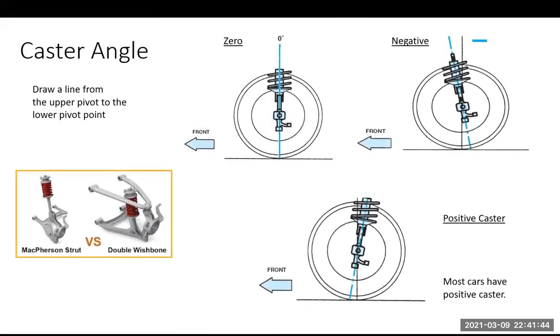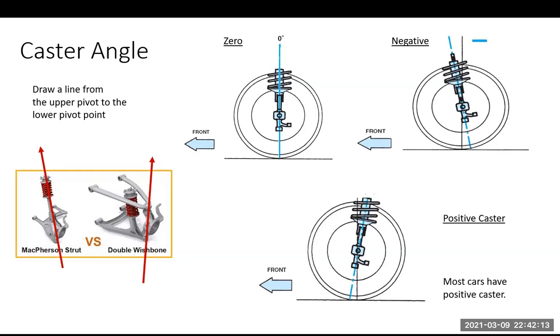The first angle we'll talk about here is the caster angle. Caster is an angle that's read from the side of the vehicle. And if you draw a line between the lower and upper pivot points of the spindle, then that establishes your caster angle. On a McPherson strut, that's going to be the lower ball joint through the top pivot point of the strut. And on a double wishbone, that's going to be through the lower and upper ball joints.